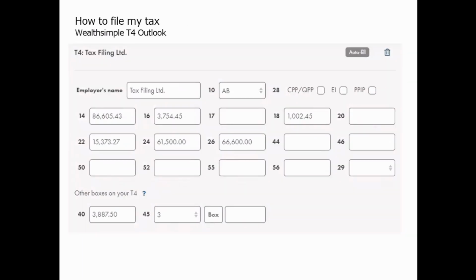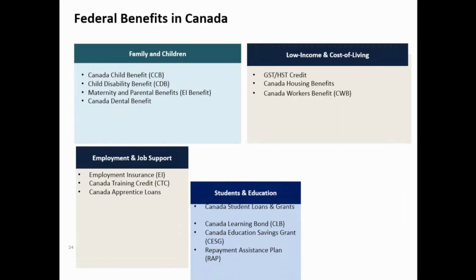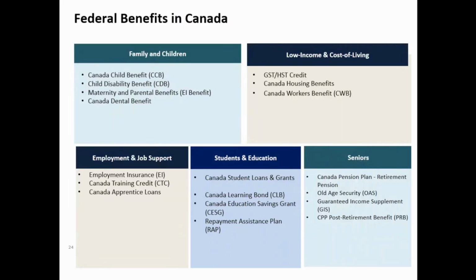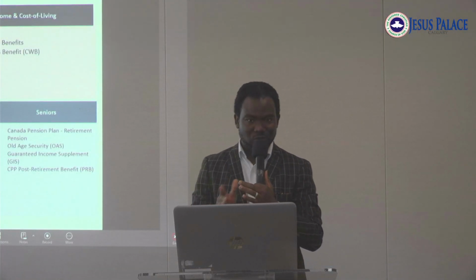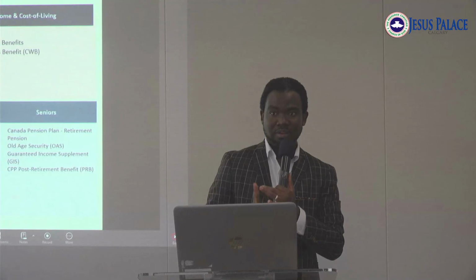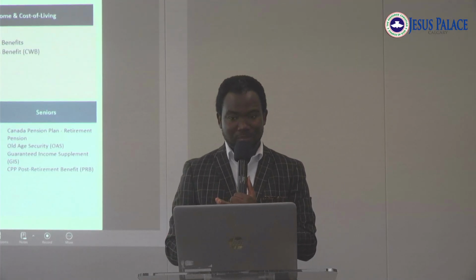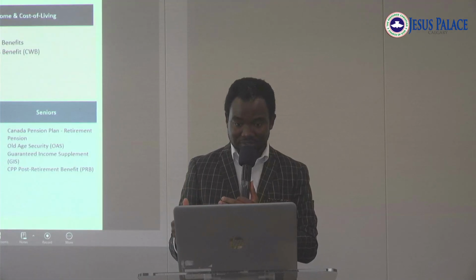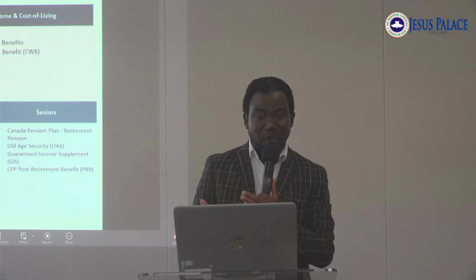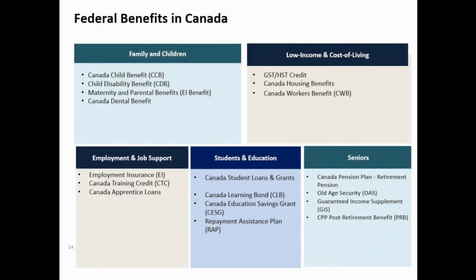just run through the benefits. I have tried to categorize these benefits under 5 buckets in Canada. There are some that are centered towards family and children. Some centered towards low income and cost of living, to reduce our cost of living. Some centered towards employment and job support. Some towards students and education. And some centered towards seniors. Because of time, I won't talk through everything. I'll just talk about the very important ones, or the ones I feel can be more useful.